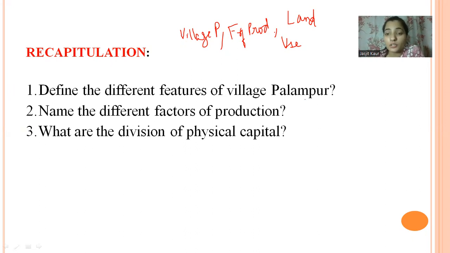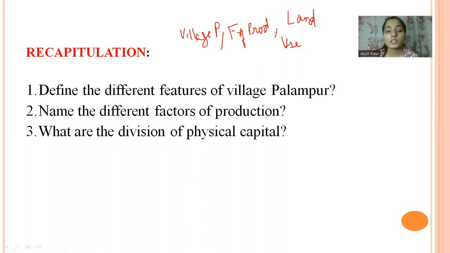Yes, very good students. As most of you have said, village Palampur is connected with Raiganj and Shahpur, and there are 450 families living there, belonging to different castes, and there are facilities like schools, healthcare centers, and also electricity is available in village Palampur. So yes, very good students, you have mentioned the features of village Palampur very correctly.